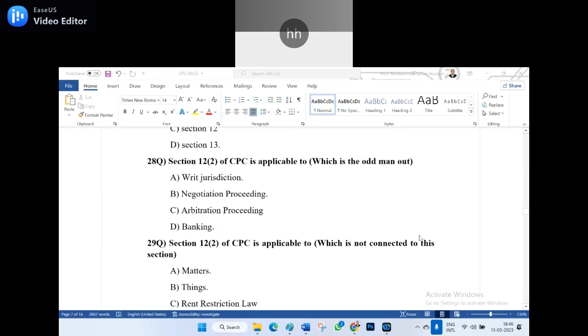Now the 28th question. Section 12, subsection 2 of the CPC is applicable to, within parentheses, which is the odd man out, means not relevant. A, writ jurisdiction. B, negotiation proceedings. C, arbitration proceedings. D, banking. Option A, sir. Writ jurisdiction. Writ jurisdiction is there. Wrong.